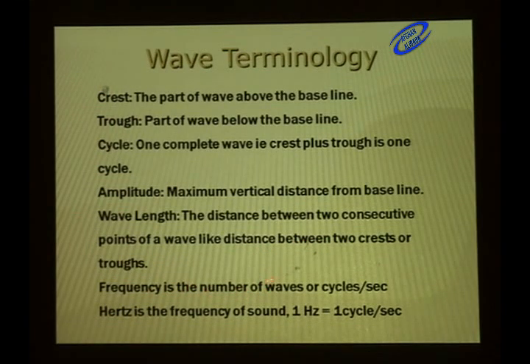Frequency is the number of waves or cycles in 1 second time, whereas hertz is the unit of frequency of the sound, and 1 hertz is equal to 1 cycle per second. It means that if we have a wave in which one wave is passing through a specific point in 1 second of time, the frequency of that wave would be 1 hertz.